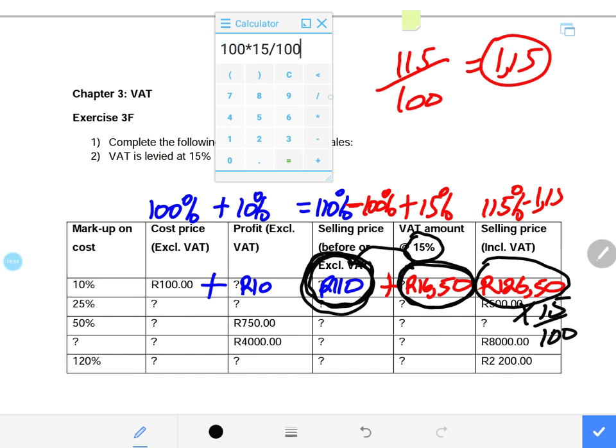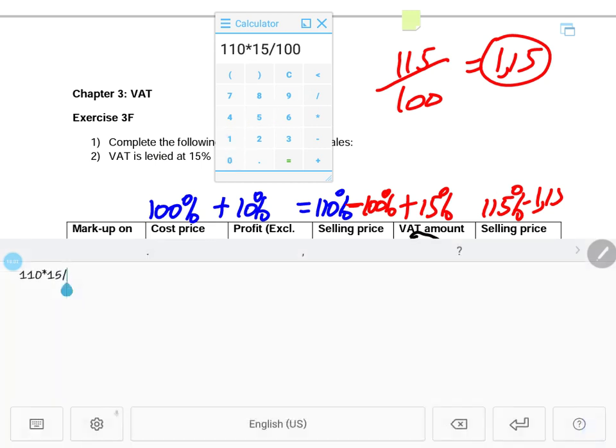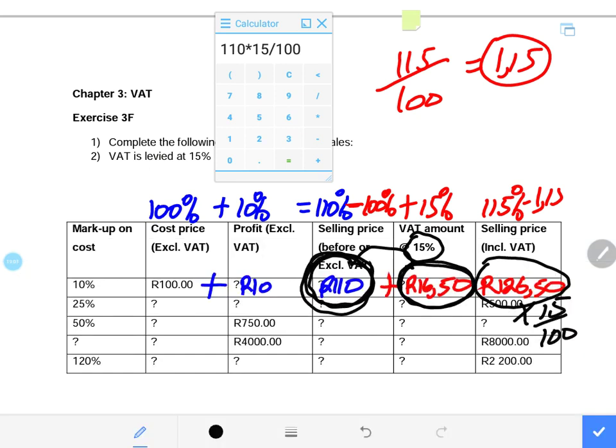15 over 100. The 110 does not include VAT. Remember that the 110 does not include VAT. So since the 110 does not include VAT, that means the 110 is out of 100%. It's before the 15% was added. So hence we say now 110 times by 15 over 100. So we divide by the percentage of the amount that we have. And I said to you once again, the amount before you add a percentage, meaning the amount that is exclusive of the percentage of VAT or whatever percentage, it is always out of 100%.